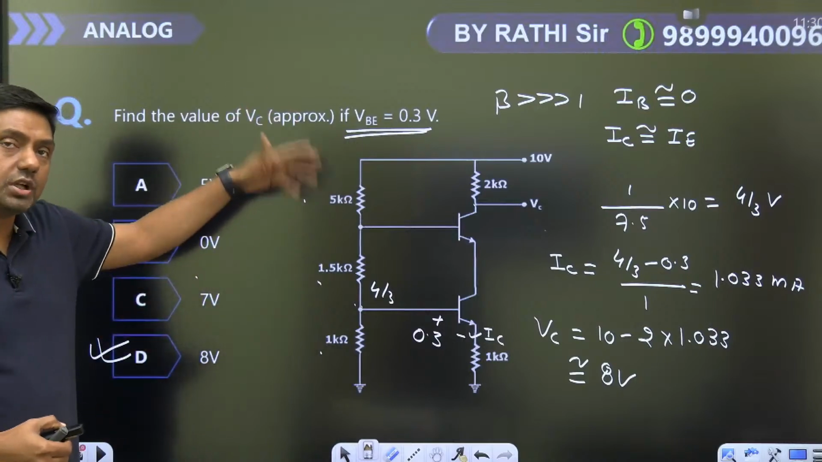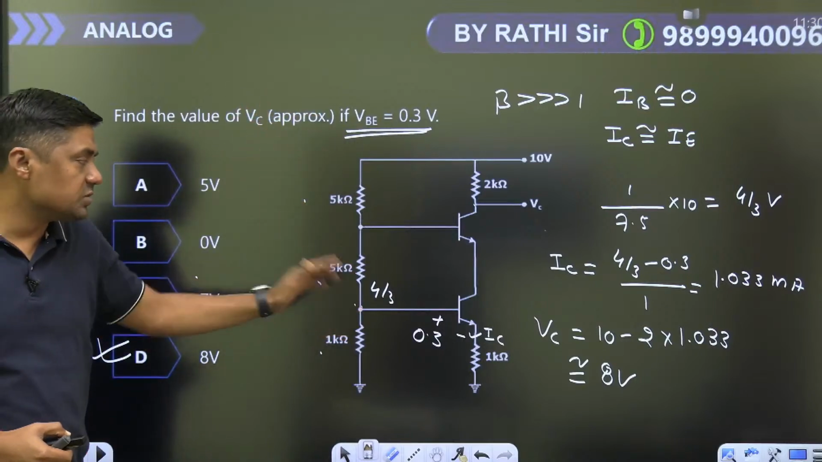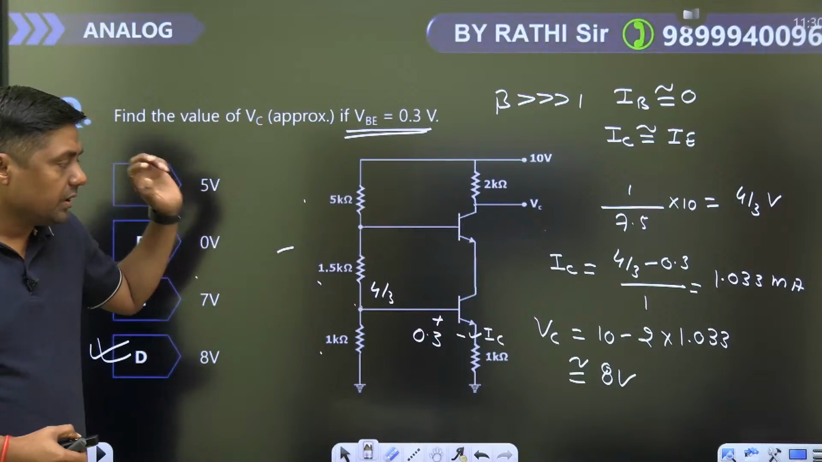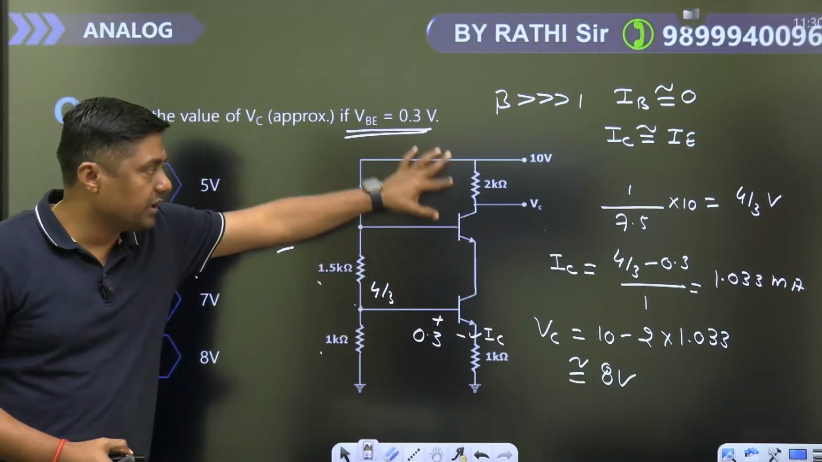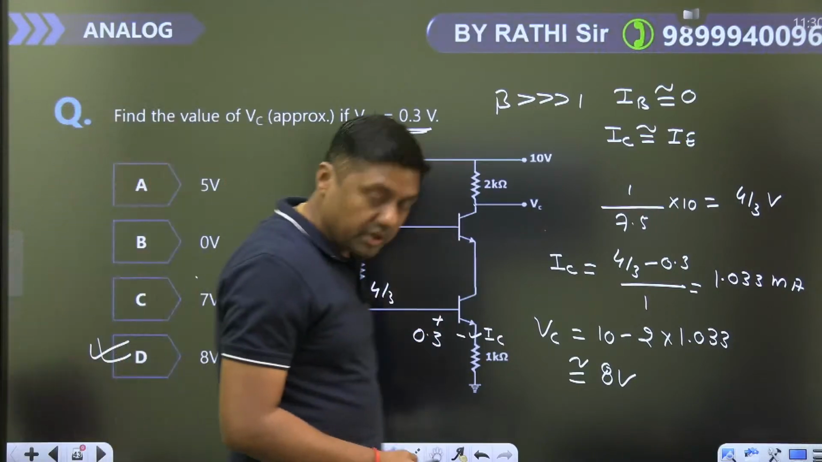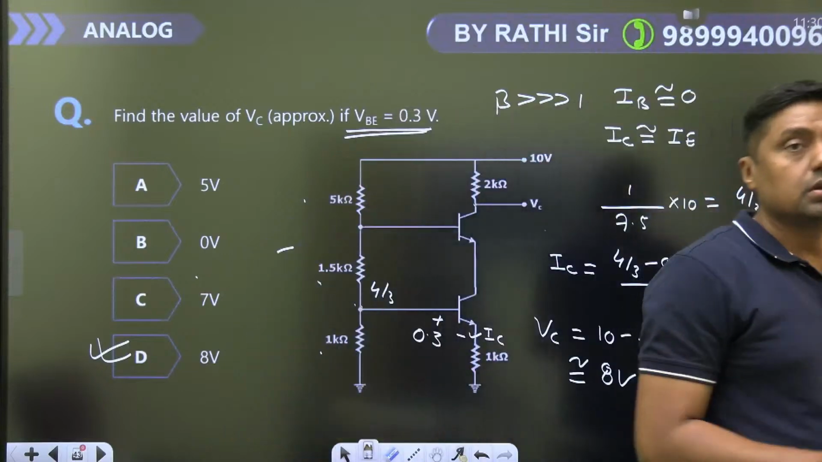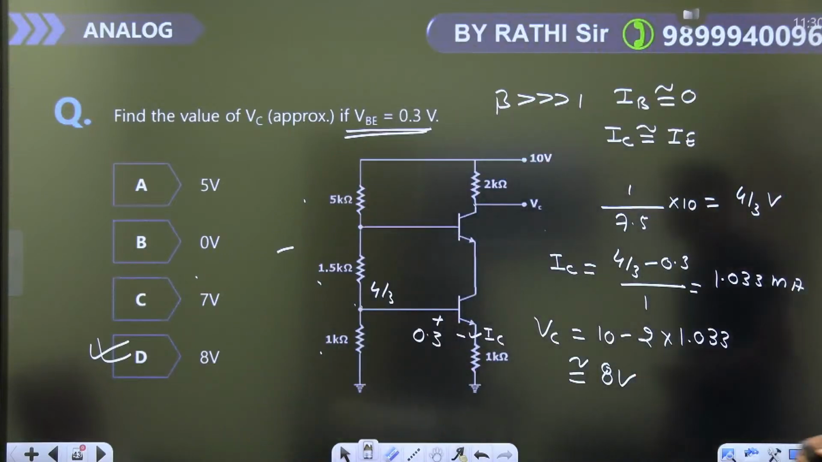If you get this question, then directly find the voltage at this point, base current is negligible, and then find the value of IC, then apply the question, right? You can build it like this, okay. Then next one.